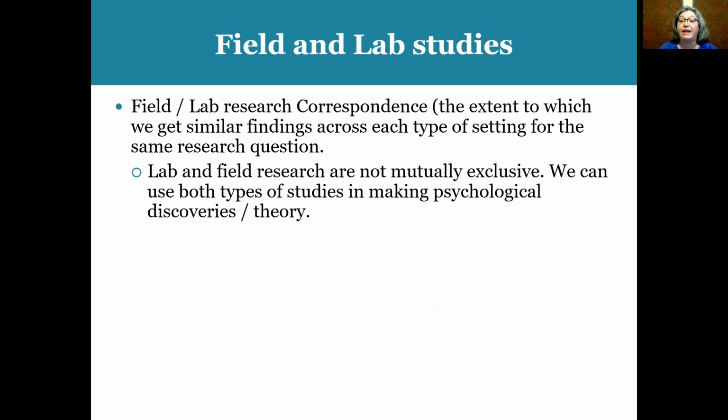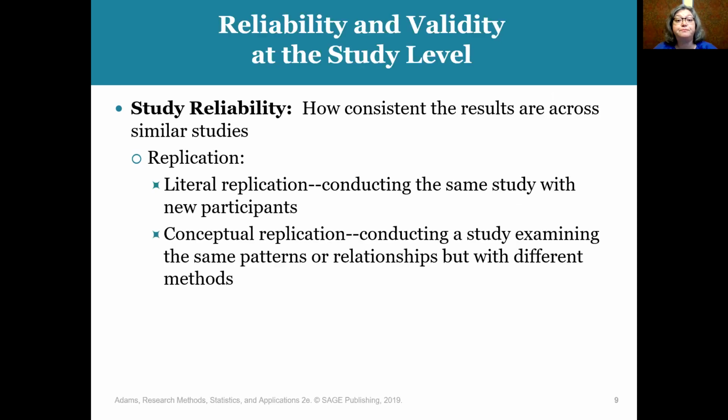So one of the things that we would like to see is something called field lab research correspondence. And this is the extent to which we get similar findings when we conduct research in the field and when we're conducting research in the lab. So, lab and field research, I think when we talk about them and when you read about them in the book, they kind of feel like they're mutually exclusive, right? So you are either doing one or you're doing the other. But again, they both are important, and you can use field research to sort of verify your findings in the lab. In that way, this field lab correspondence is actually quite important for us. We should not be just conducting our experiments in the lab and not seeing if those same constructs work in the same way outside of the lab. It's actually an important component to psychological research. So we need to use both types of studies in our research.